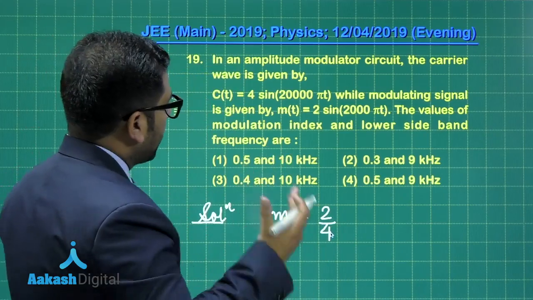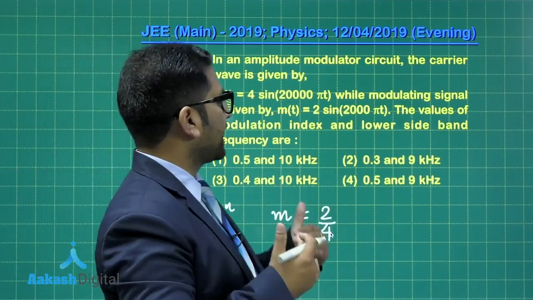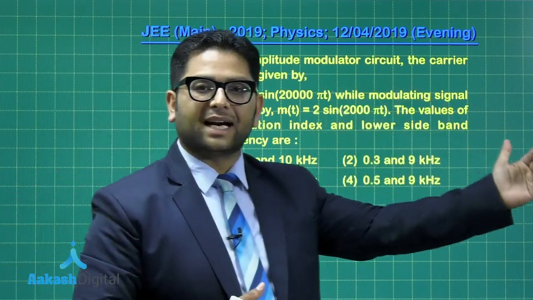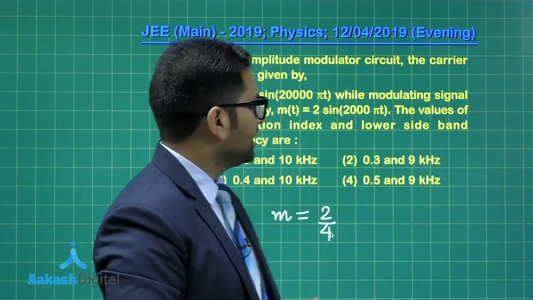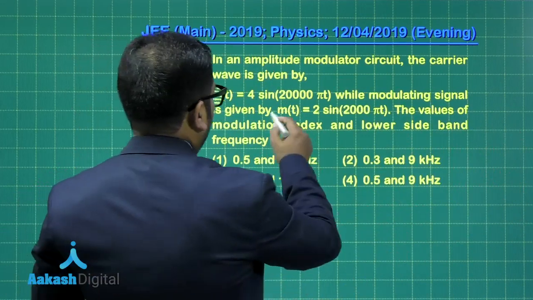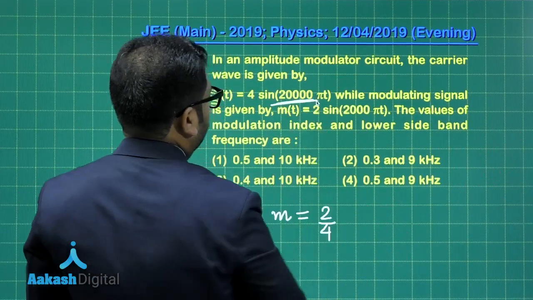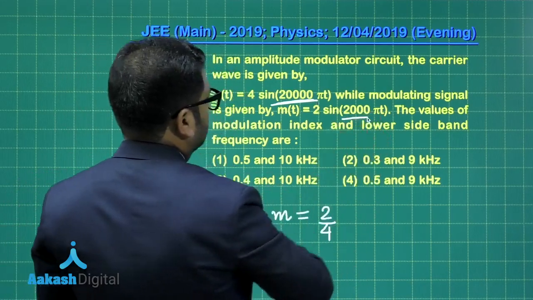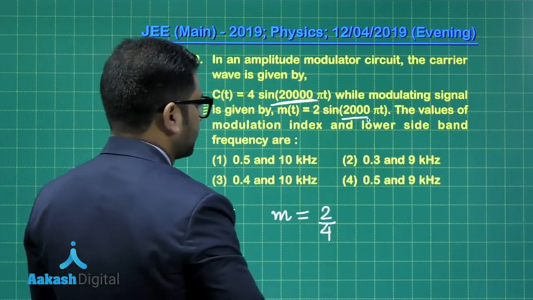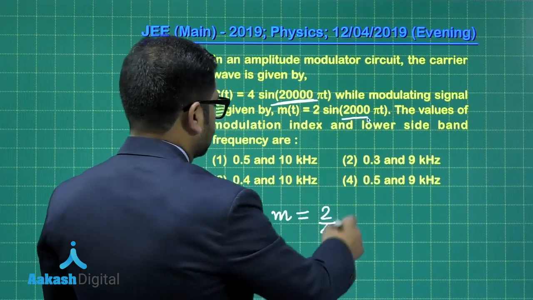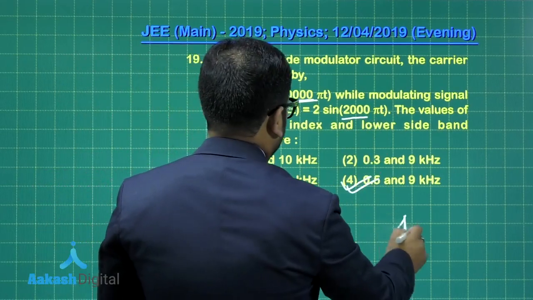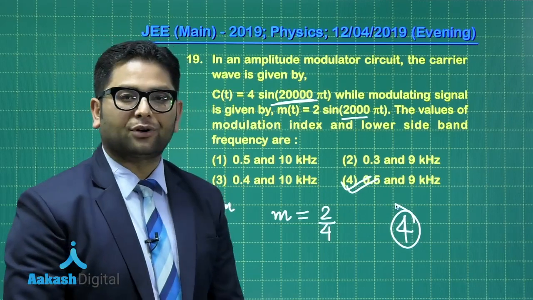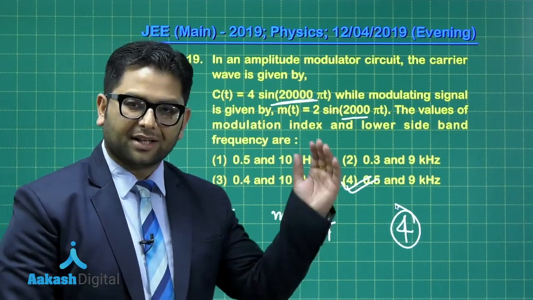And it asks the lower sideband frequency, which is FC minus FM. The upper sideband is FC plus FM, right? So FC minus FM, well, this is very clear, 10,000 and this is 1,000, the frequency. The difference is going to be 9,000 hertz, that will be 9 kilohertz. So option number 4 is there, ready, waiting to be ticked. That is the correct option for 19th question. Let's go for the 20th.